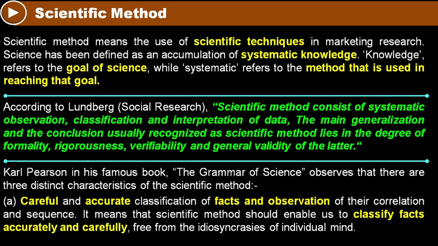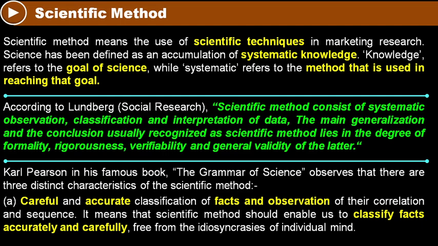In social research, scientific method consists of systematic observation, classification, and interpretation of data. The main generalization and the conclusion, usually recognized as scientific method, lies in the degree of formality, rigorousness, verifiability, and logical validity of the latter.